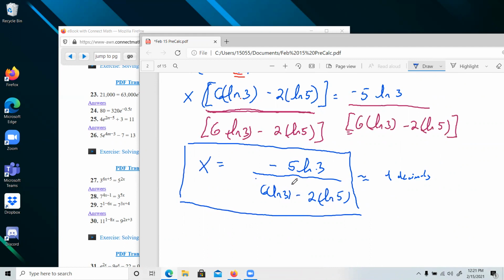Okay. So if I went through and did this, what do we have here? We have negative 5 ln 3, and then divided by, and I'll just do the whole divided by, so parentheses, we have 6 ln 3, minus 2 ln 5. Don't forget to close your parentheses, because otherwise you'll take the natural log of a bunch of stuff, and you don't want to do that. Double parentheses, and it equals negative 1.6286.